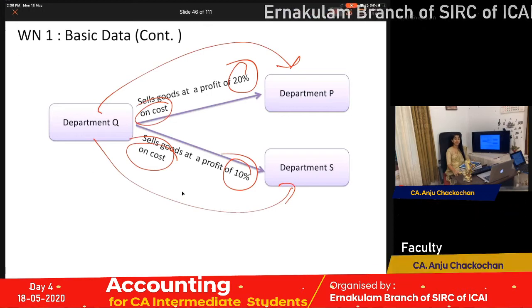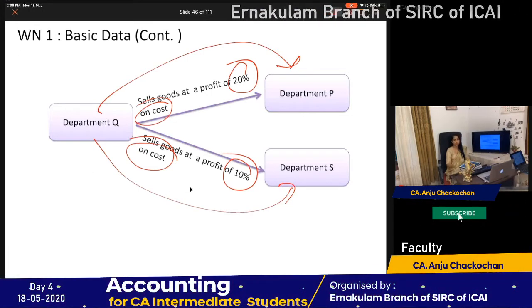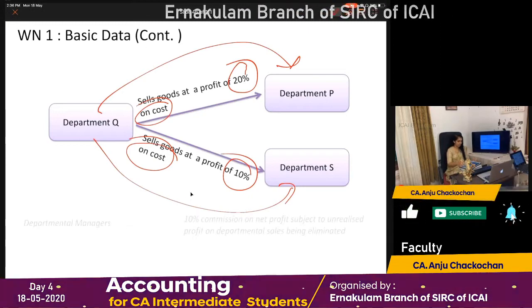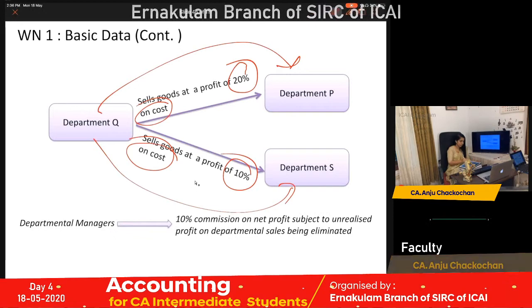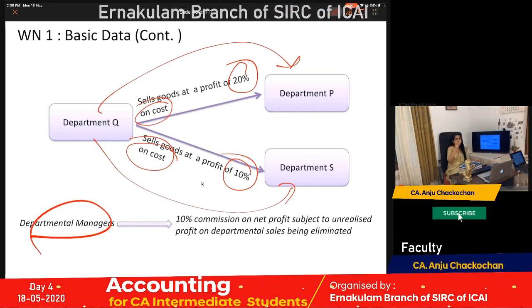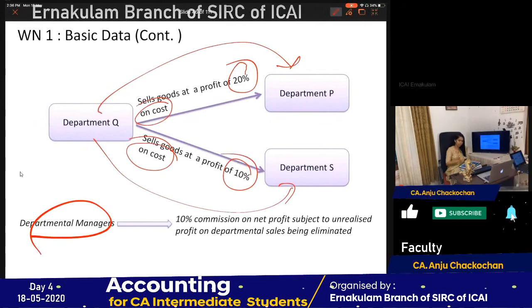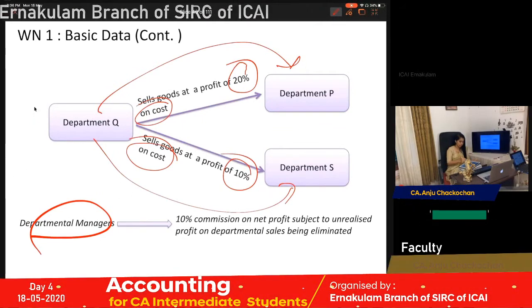All right. Okay. So we have the working notes and picture. The working note one, which was basic data, that is done. That is sorted out. And we have one more point, which is departmental managers, because that is also given not as a table, right? It is given in the content as a paragraph. So it is better to take that as well.